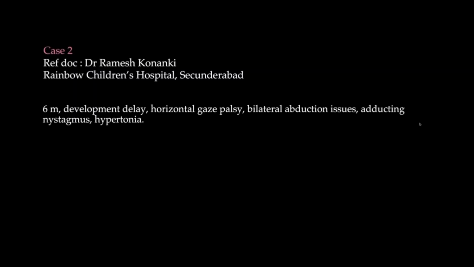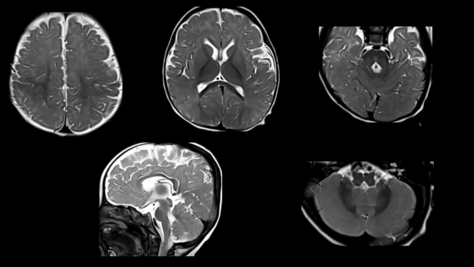Moving on to case 2, from Dr. Ramesh. It's a 6-month child with developmental delay, horizontal gaze palsy, bilateral abduction issues, adducting nystagmus, and hypertonia. Dr. Ramesh, if you're here, anything to add? Or should we? Okay, I'll go to the images, which is pretty pathognomonic.